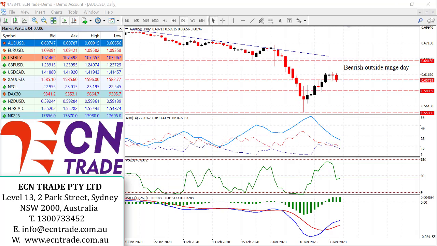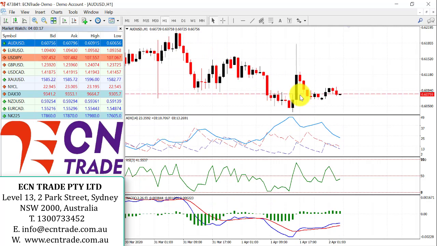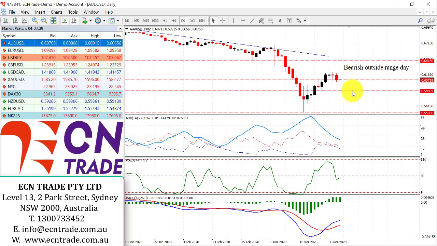Overnight it was a somewhat volatile session, with the Australian dollar at one point jumping from 60.5 to a high of 61.85 in minutes. As you can see here, a very erratic move. I can't find any reason behind it, but the market was only there briefly and dropped back instantly to the bottom side around 60.75, which is the confirmation of the bearish outside range day.